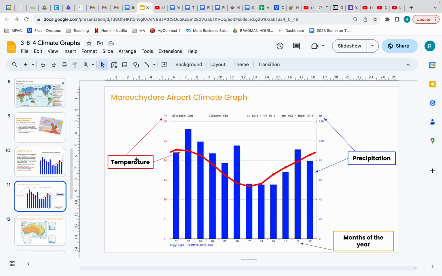So here's a quick look at it again. Temperature can be seen running on this line, and it's down one axis. The months of the year are along the bottom, and that's indicative of the temperature in any month or the rainfall in any month. And the other axis over here deals with the precipitation or rainfall. So millimeters and degrees Celsius, and then along the bottom, months of the year. Now, how do we analyze them?